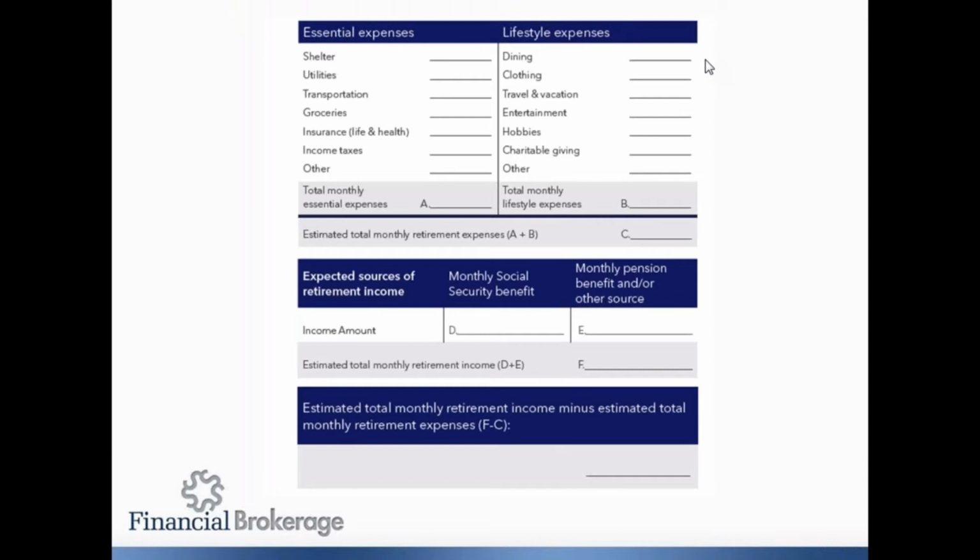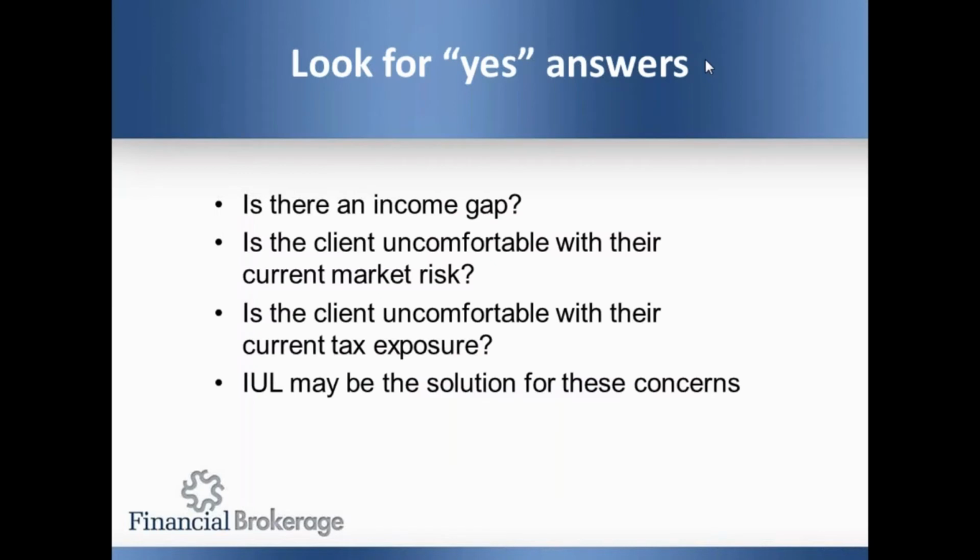Maybe our client isn't comfortable with their current level of market risk. They don't want everything in the market. Maybe they don't want anything directly in the market, and subjected to wide swings from time to time. The market's going great right now in late 2021, but maybe it won't be in 2022. We have no idea.